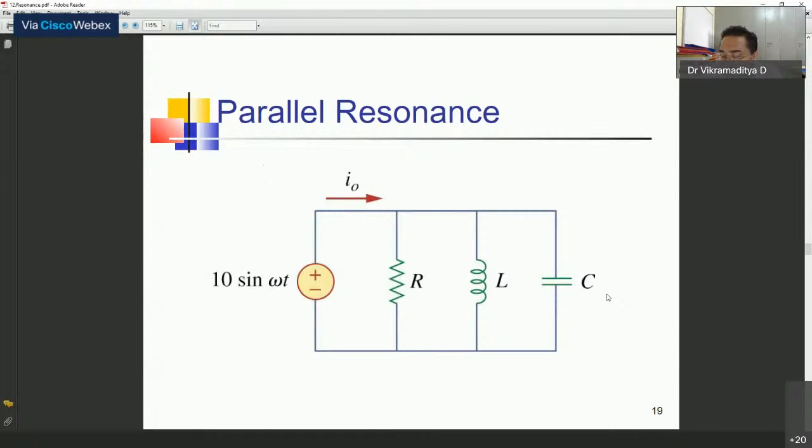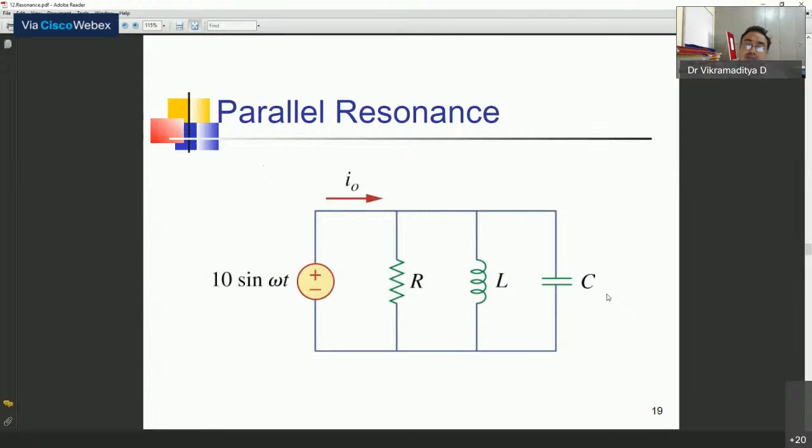Now we come to another phenomenon called parallel resonance. Mind it, we are just taking a case of series and parallel, but resonance can occur in any circuit which contains R, L, and C in any configuration. What you do is calculate the internal impedance of the circuit as viewed from the source terminals. Once you find the impedance, you make the imaginary part equal to 0. Whatever condition you obtain is the condition of resonance.